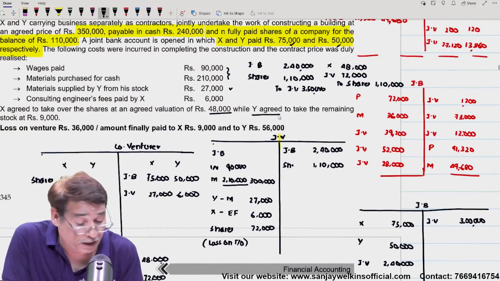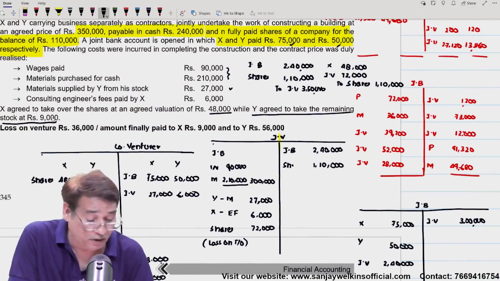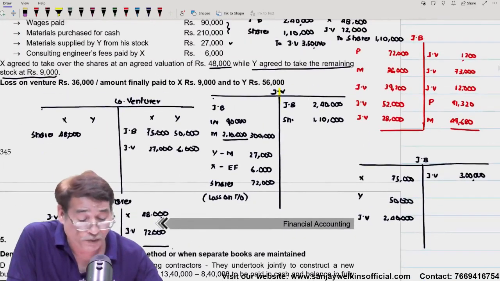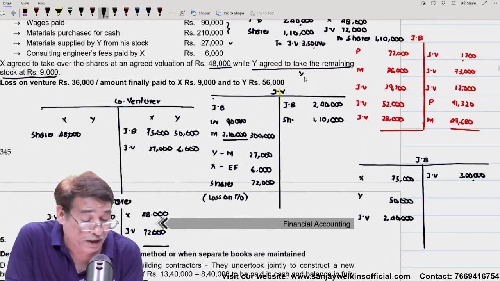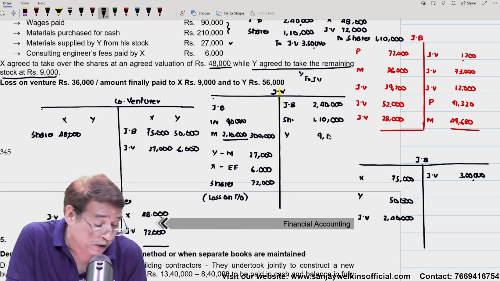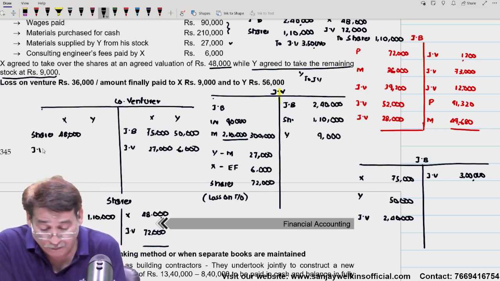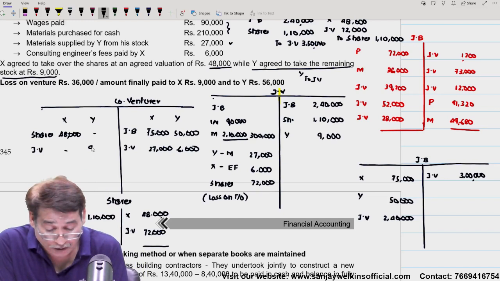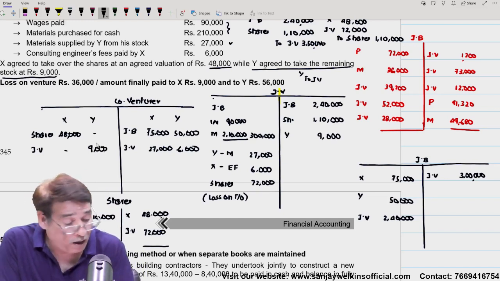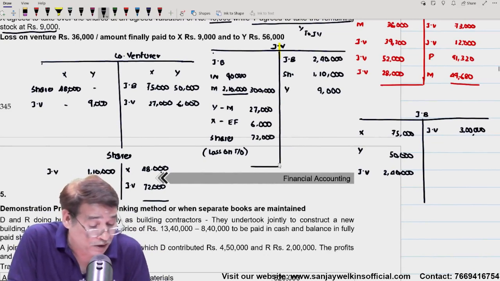Further, it is given that Y agreed to take over the remaining stock at rupees 9,000. So when the remaining stock is taken over, your entry will be Y account debit to joint venture account. So on the credit side of joint venture account, you are going to write by Y, and Y is taking over remaining stock at 9,000. On the debit side of Y, you will write to joint venture 9,000.